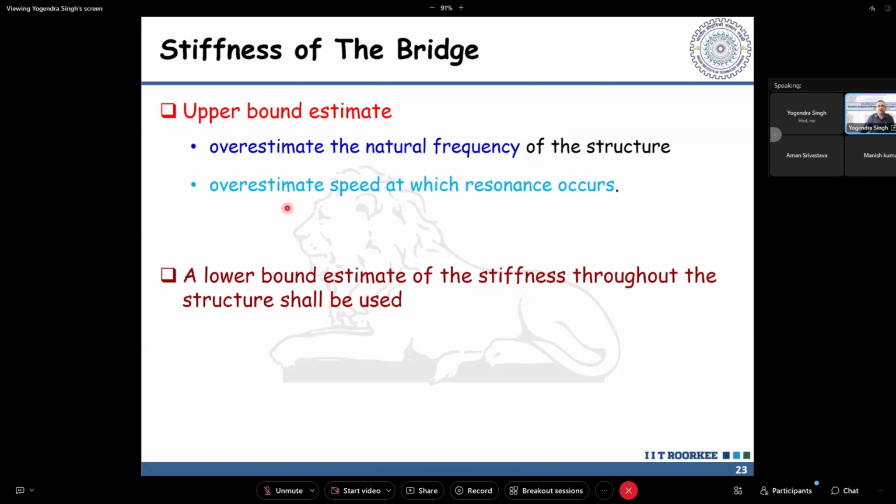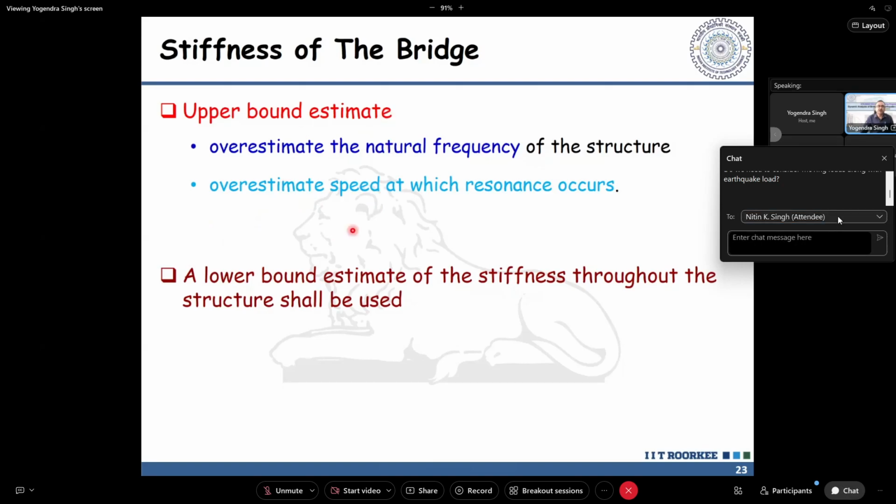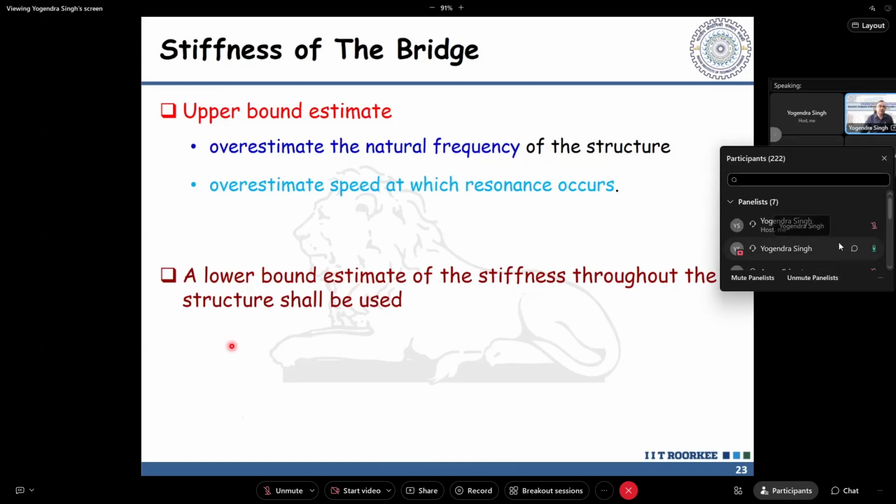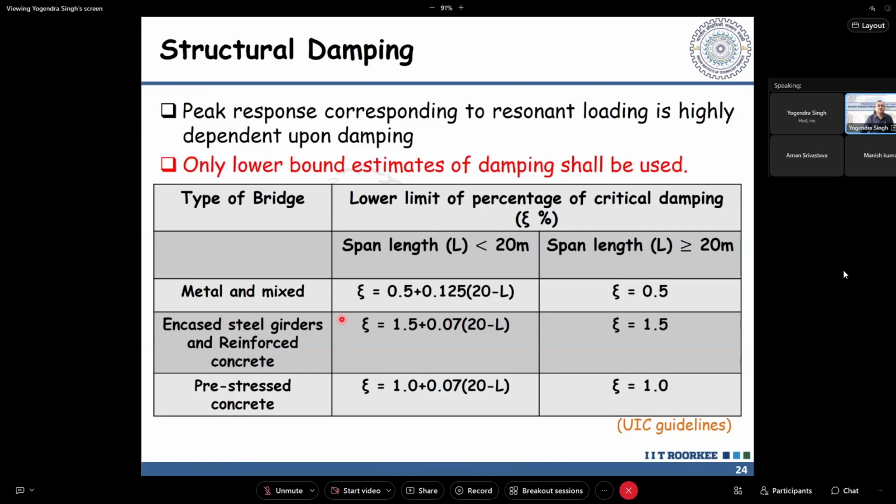In case of earthquake, we are using upper bound estimates, because we know from the shape of the response spectrum that the earthquake forces are maximum when the stiffness is maximum, the period is shorter. Frequency of vibration is maximum. But in case of moving loads, when we are trying to estimate the resonating speed, the situation is opposite to that. So we have to use lower bound stiffness in this case.